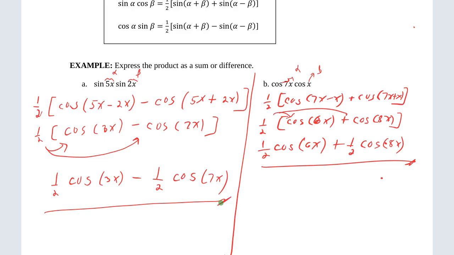Okay, now that we have learned how to convert products into sums, let's look at the reverse process. Instead of starting with a product, we will start with a sum or difference, and then write it as a product.